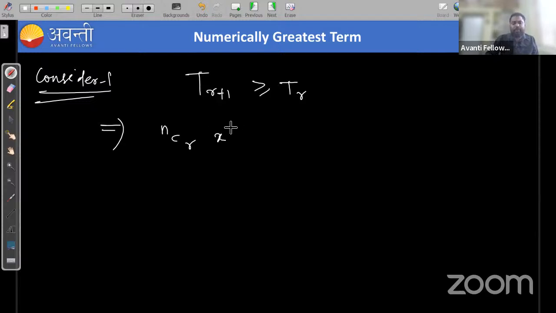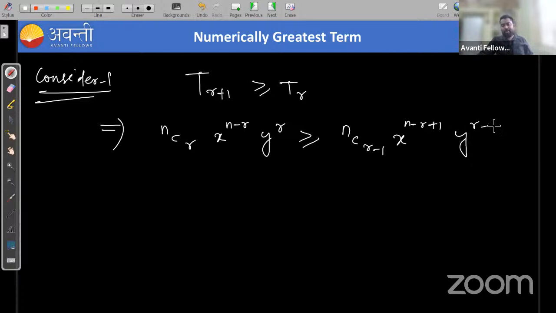That is, x to the power n minus r into y to the power r, which is greater than or equal to tr, that is nCr minus 1, and x to the power n minus r plus 1 into y to the power r minus 1. Yes or no? So these are the general terms of the given expansion, right?